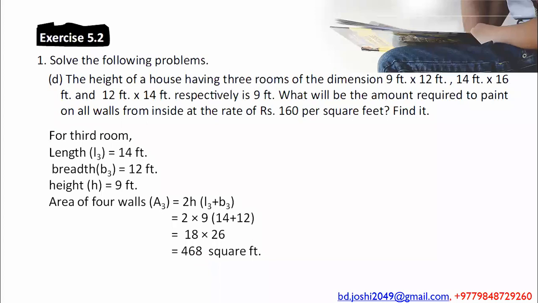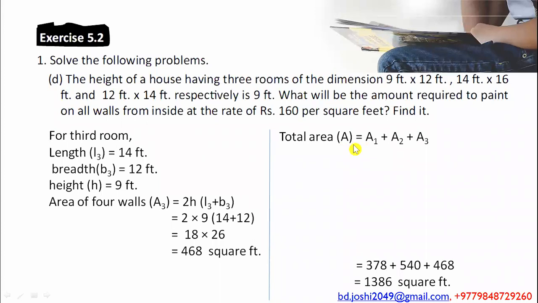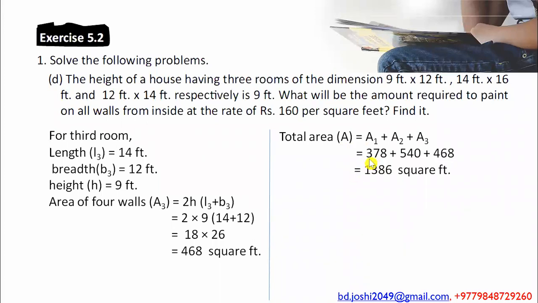After calculating area of four walls of all three rooms, we have to add these three to find out the total area of all walls. 378 is the area of four walls of first room. 540 is the area of four walls of second room. 468 is the area of four walls of this third room. By adding these, we get area of all walls 1386 square feet.